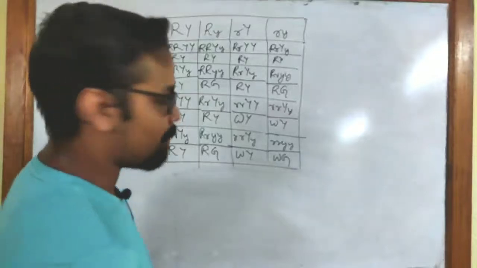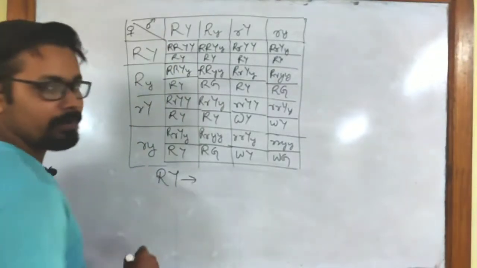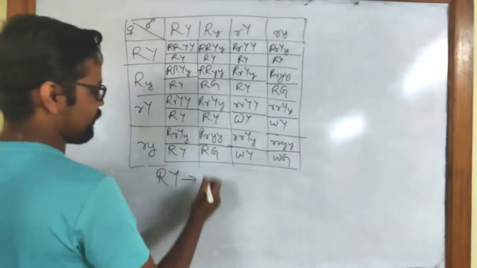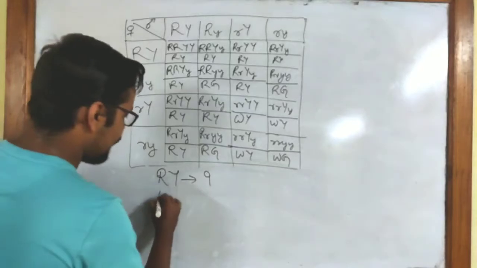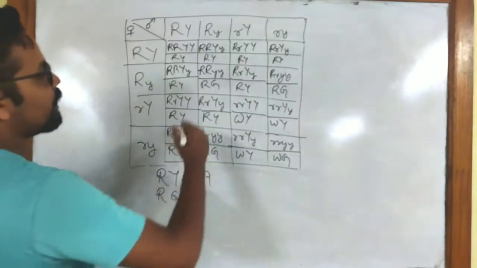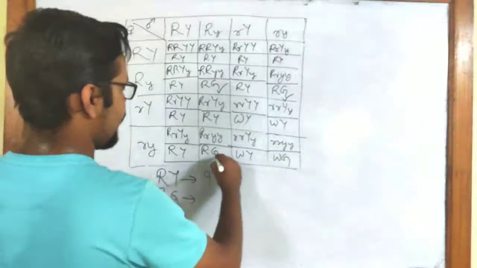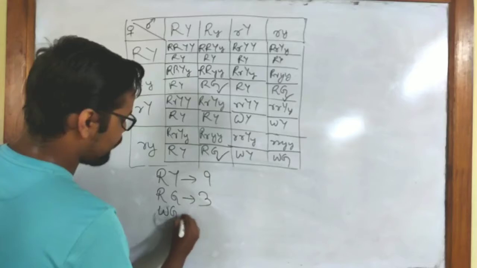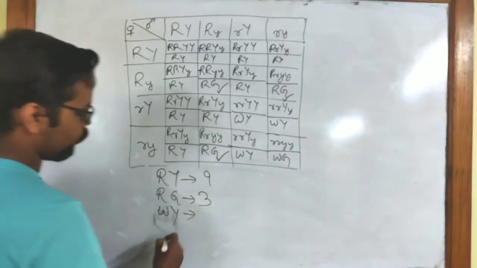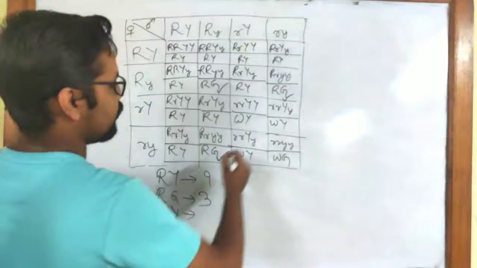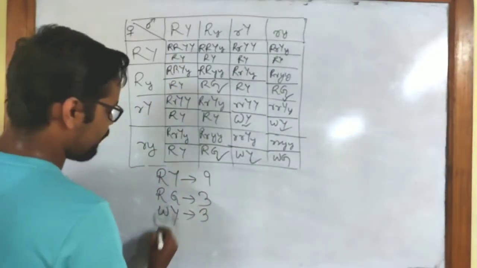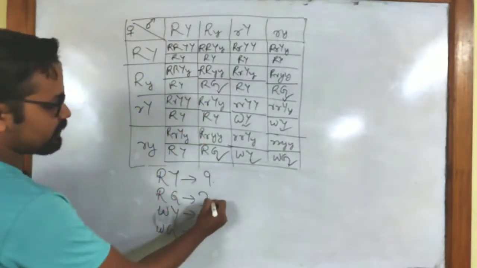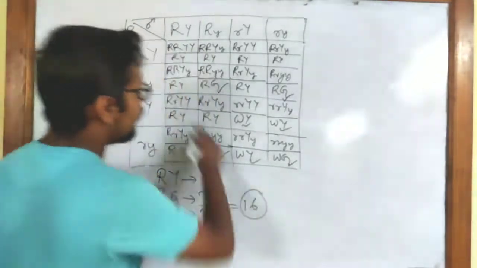Now, how many of each type? Round and yellow means both dominant. If you count 1, 2, 3, 4, 5, 6, 7, 8 and 9, so 9 offspring are round yellow. Round and green, we are going to get 3. If you go for wrinkled and yellow, wrinkled and yellow means WY, 1, 2, 3. And finally, wrinkled green, only 1. So total how many? 9 plus 3 plus 3 plus 1 is 16.